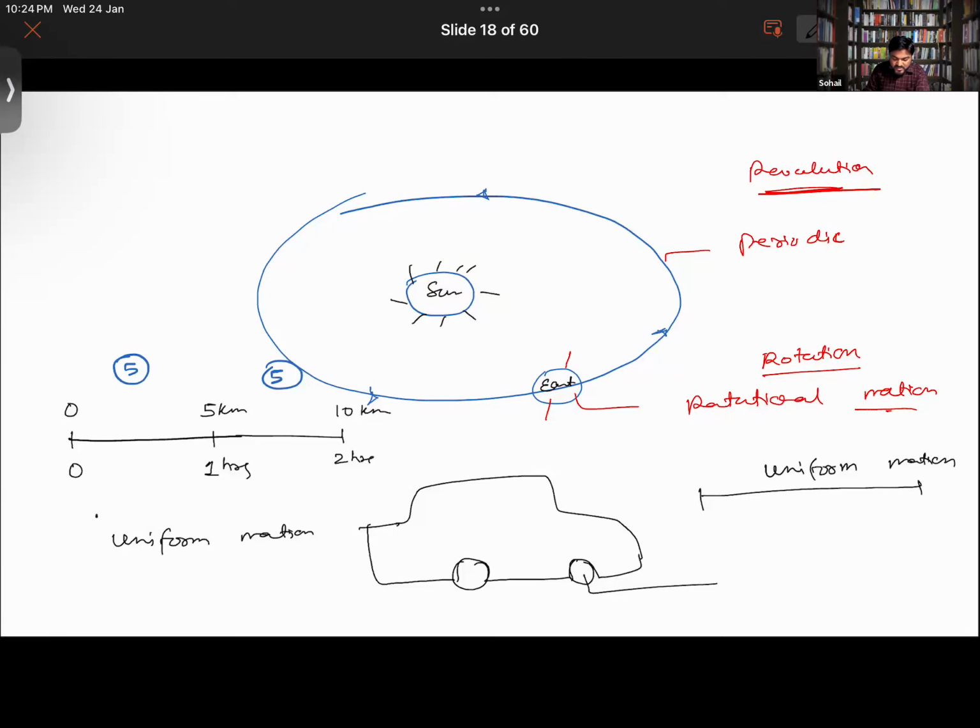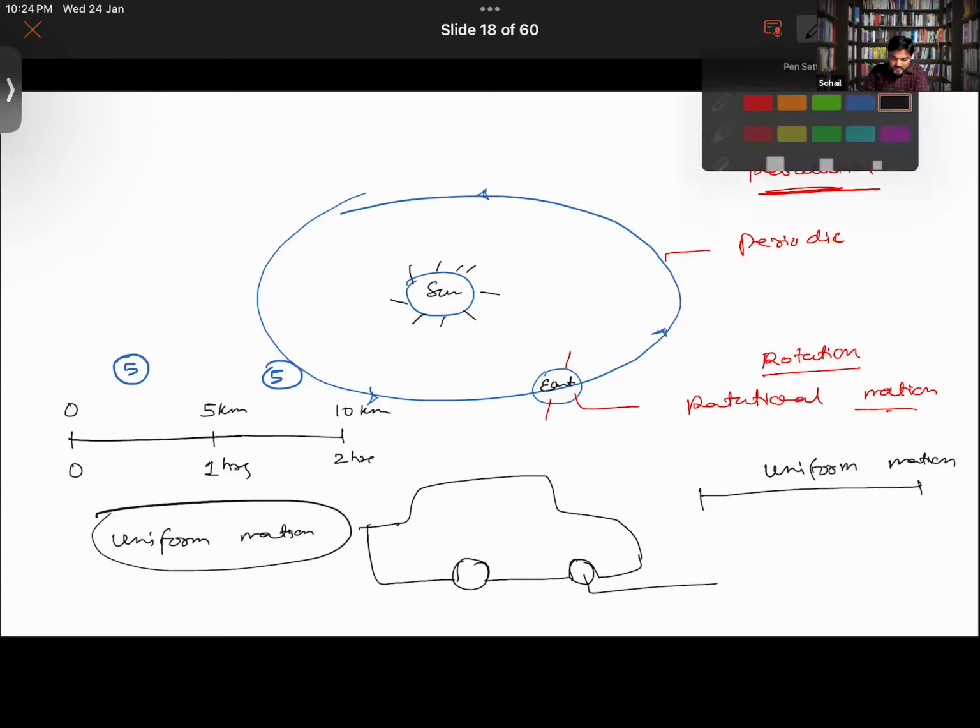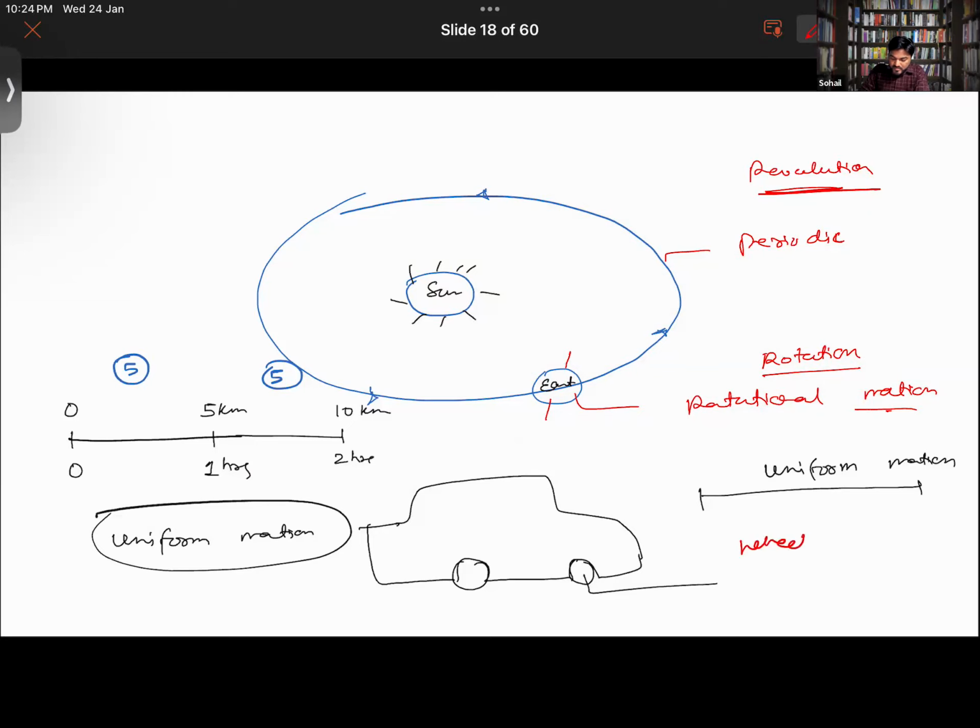So if a body does such type of movement, we can say that the wheels might be doing periodic motion. When we talk about wheels, they are also doing one more type of motion, that is rotatory motion and circulatory motion as well. Getting it, Abu?